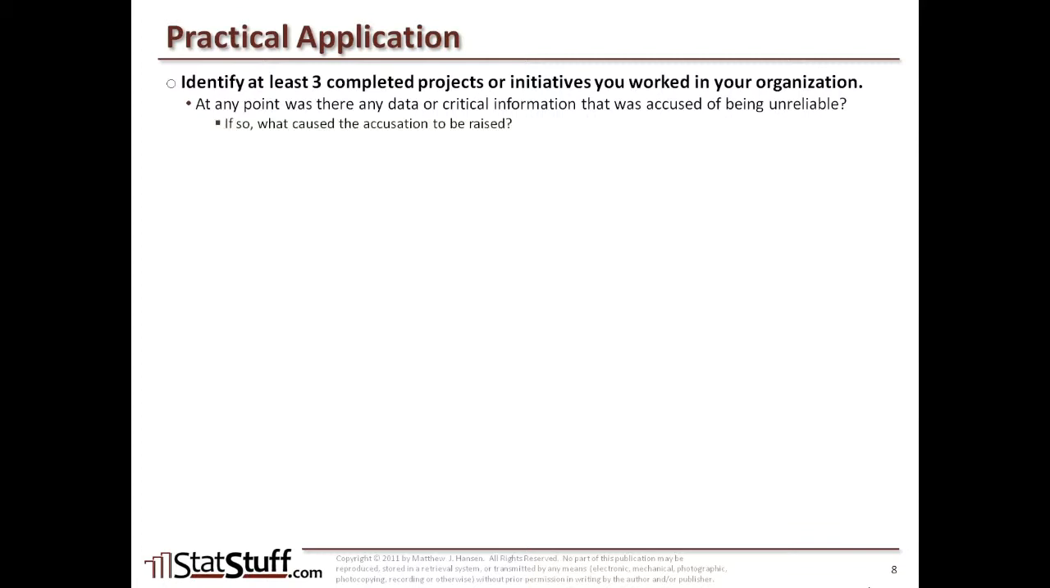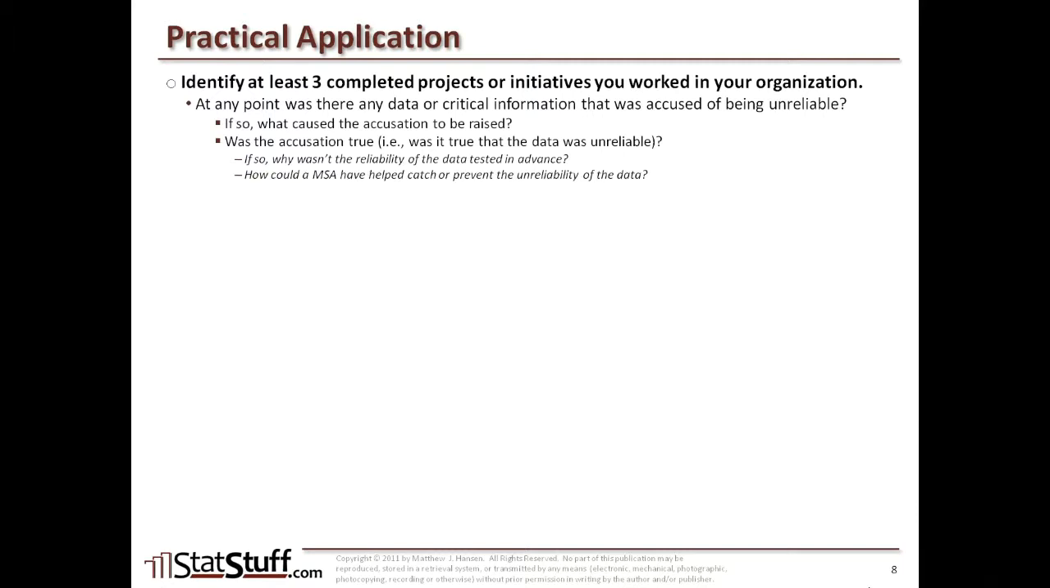And if there was, then what caused the accusation to be raised? Was the accusation actually true? That is, was it true that the data really was unreliable after all? If it was true, then why wasn't the reliability of the data tested ahead of time? And how could an MSA have helped catch or prevent the unreliability that was found in the data? Otherwise, if the data was reliable after all, despite the accusation, then what could have been done differently to have prevented that accusation in the first place?